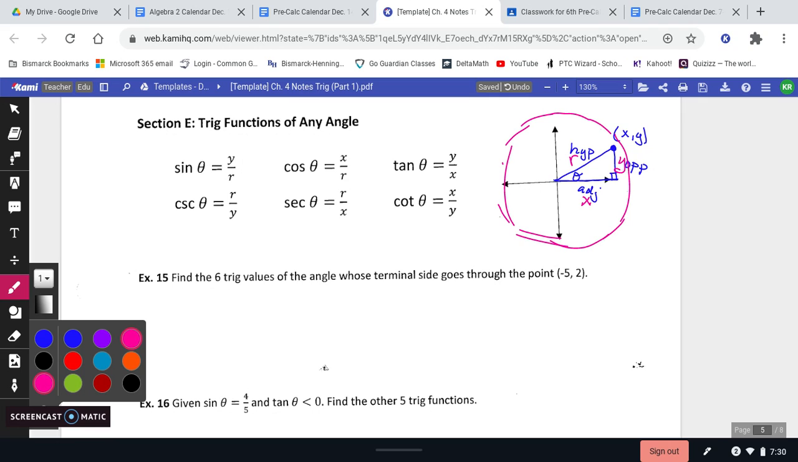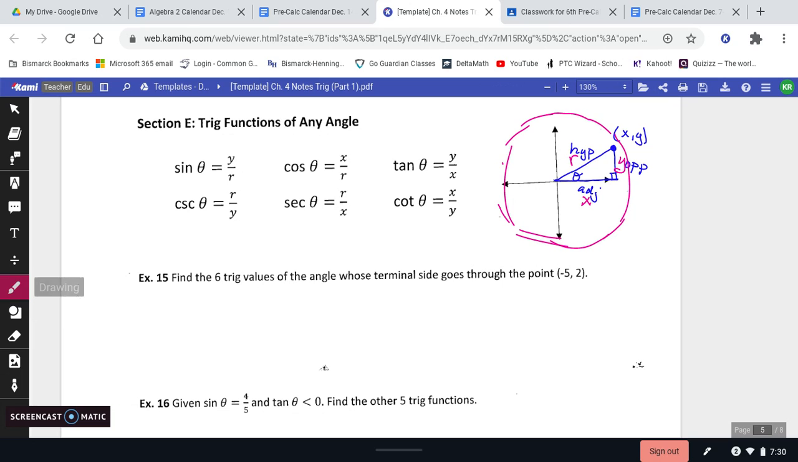So for opposite over hypotenuse, we could say it's y over r. Cosine, adjacent over hypotenuse, would be x over r. Tangent, opposite over adjacent, is y over x. So this is just another way that you can use your SOHCAHTOA.